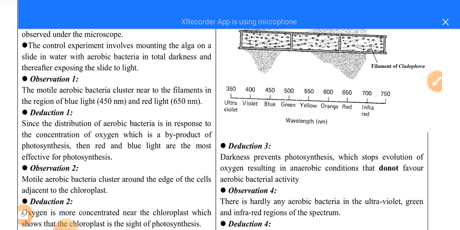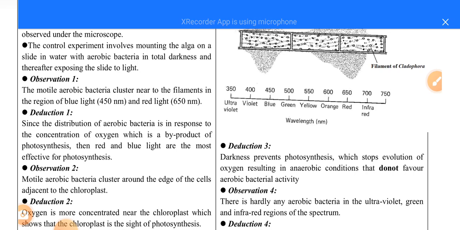Now deduction 3. We are saying that darkness prevents photosynthesis, which stops evolution of oxygen, resulting in anaerobic conditions that do not favor aerobic bacterial activities. So in the darkness, photosynthesis does not take place. Photosynthesis is prevented in darkness, which stops evolution of oxygen, resulting in anaerobic conditions that do not favor aerobic bacteria.